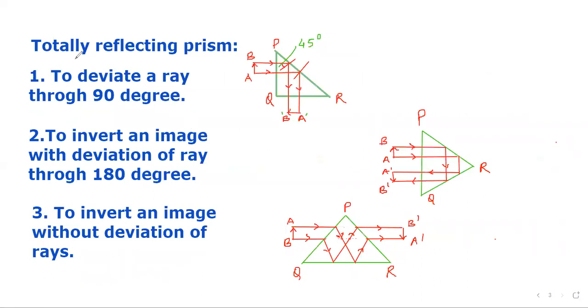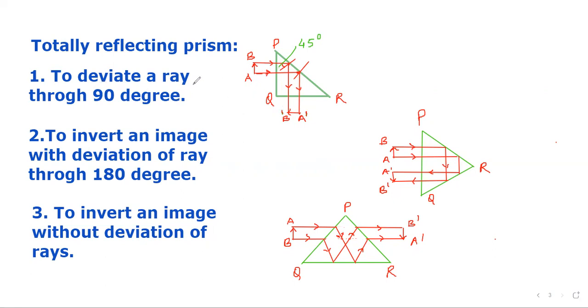Now, let's see the totally reflecting prism. PQR is a prism. Here, AB is the object. One ray goes like this. At this point, there is total internal reflection and it goes like this. Consider the second ray. This goes like this. At this point, there is total internal reflection and then it goes like this. So the object is AB and its image A'B' is formed here.